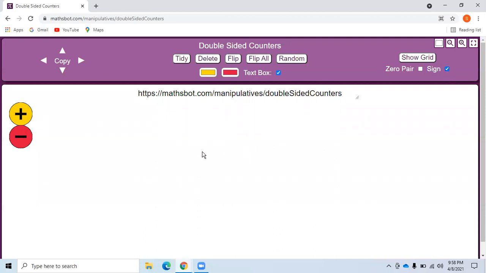To start out, let's look at one yellow counter and one red counter. So I have a yellow and I have a red. What happens when we move them together? Well, it looks like they're still there, but if I move them together, they've disappeared. This shows us that 1 plus -1 is equal to 0.